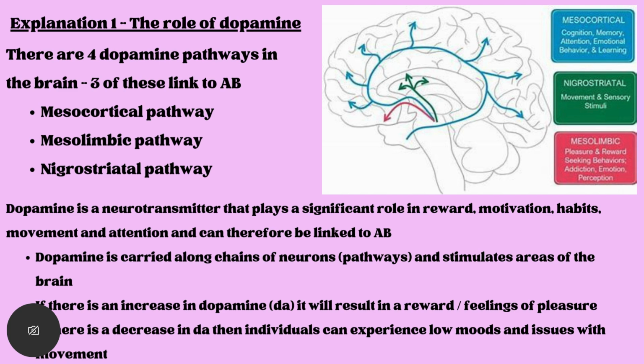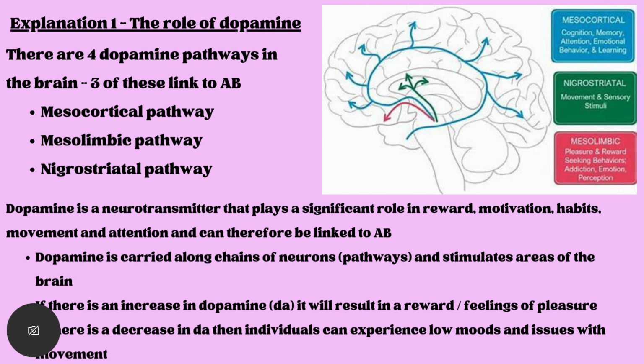For explanation one, the role of dopamine, it says that there are 4 total pathways in the brain. However, the 3 on the screen are the ones that link to addictive behaviour. You have the mesocortical, the mesolimbic, and the nigrostriatal. In order to understand what dopamine is, I've got an explanation here. It's a neurotransmitter that plays a significant role in reward, motivation, habits, movement, and attention. Therefore, it can be linked to addictive behaviour, and you'll soon see why.